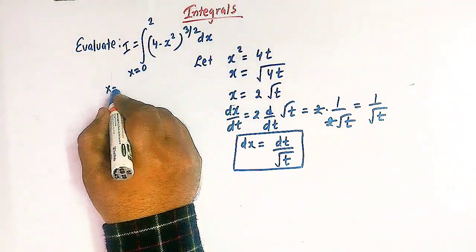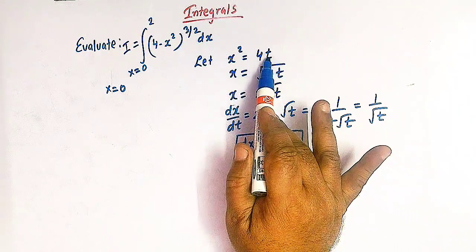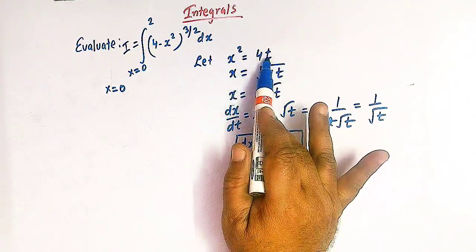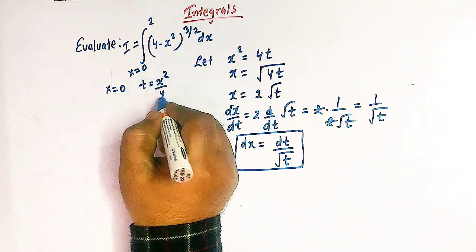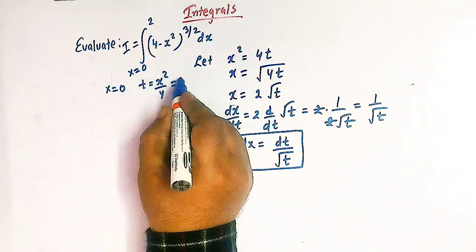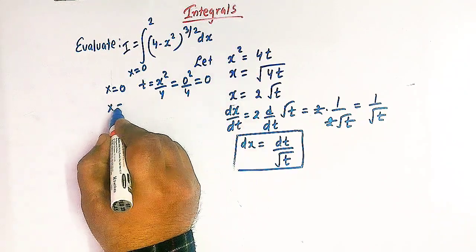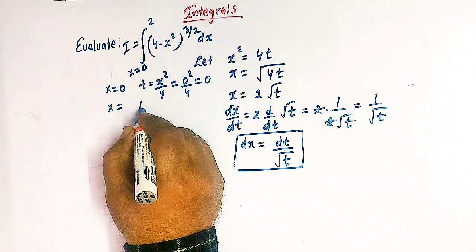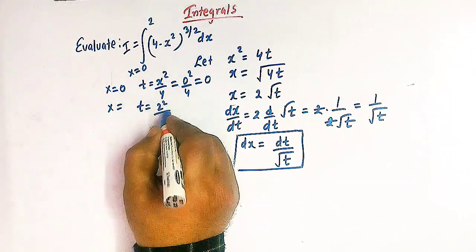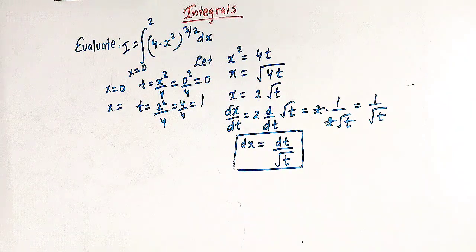When x is 0, the value of t can be obtained from this relation. So t is x square over 4. When x is 0, we have 0 square over 4, that is 0. And when x is 2, which is the upper limit, t is 2 square over 4, that is 4 over 4, that is 1.